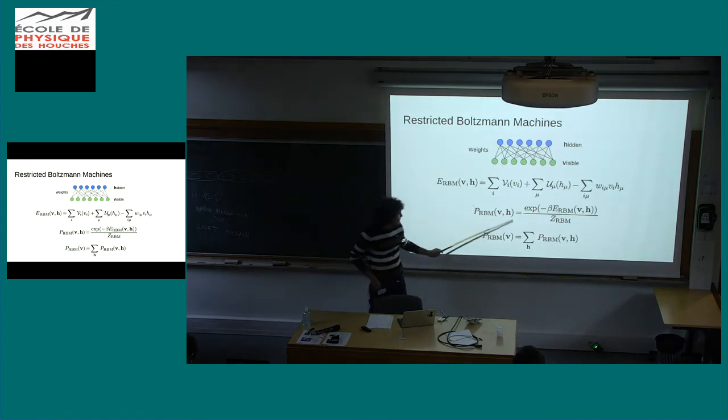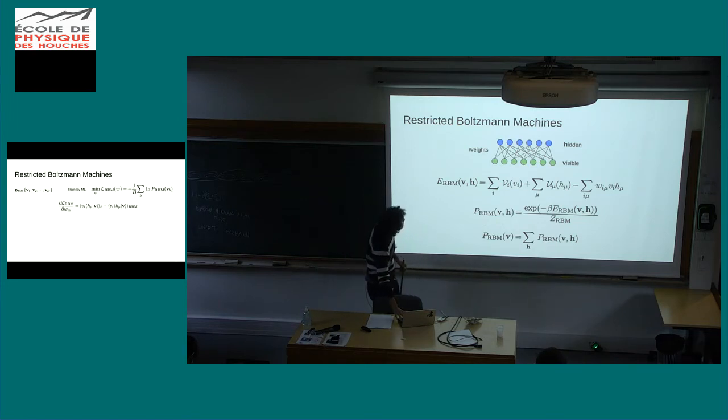And then you write down the probability for the configurations of the machine, which is just the Boltzmann distribution using this energy function. This distribution will allow you to obtain a distribution which should match your data distribution by marginalizing over the latent variables. So essentially, this is how the RBM works.